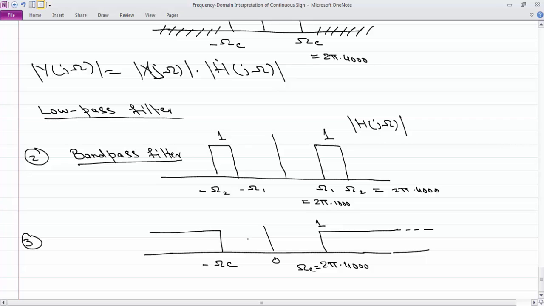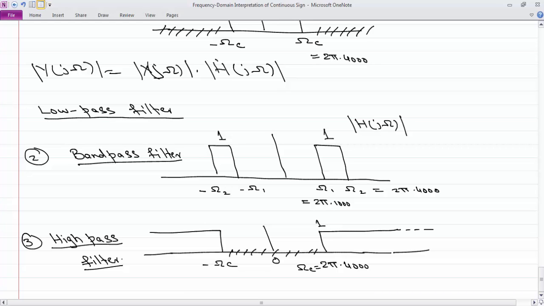It's killing all the frequencies between minus 4 and 4 kilohertz. So this filter is letting low frequencies go to 0 and letting the high frequencies pass. So this filter is called a high pass filter. It lets high frequencies pass, and low frequencies get killed. It's the opposite of the low pass filter.